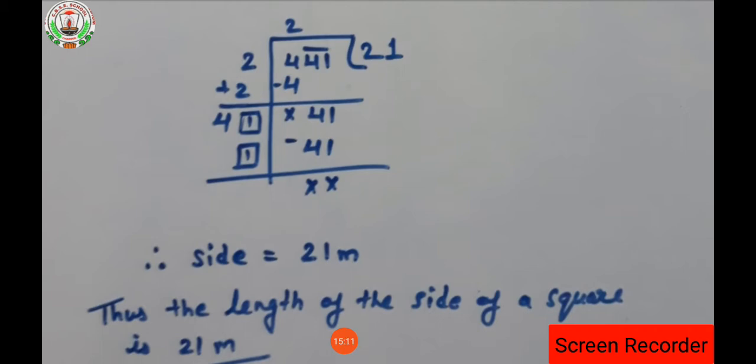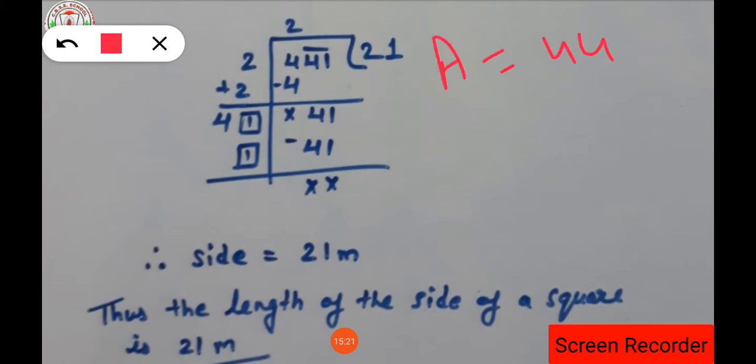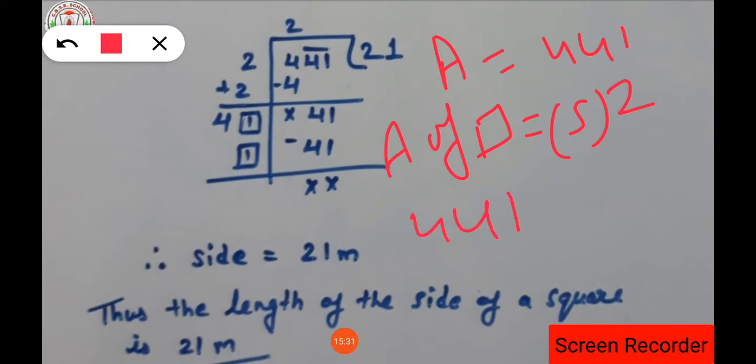What is given in the question? In the question it is given that the area is 441, and the area of a square formula is side into side, side square, isn't it? Since the area is given as 441 and the side is s square, that means side, isn't it?